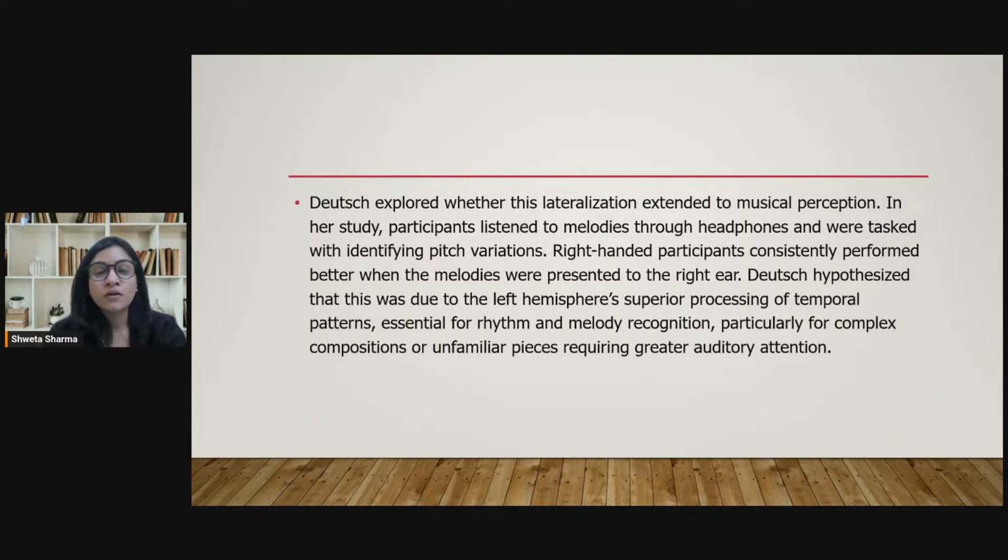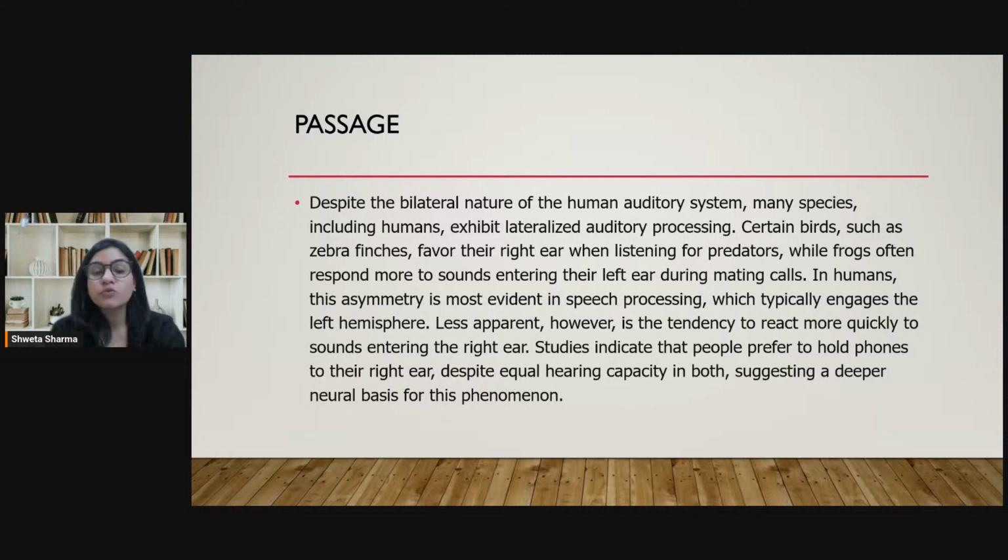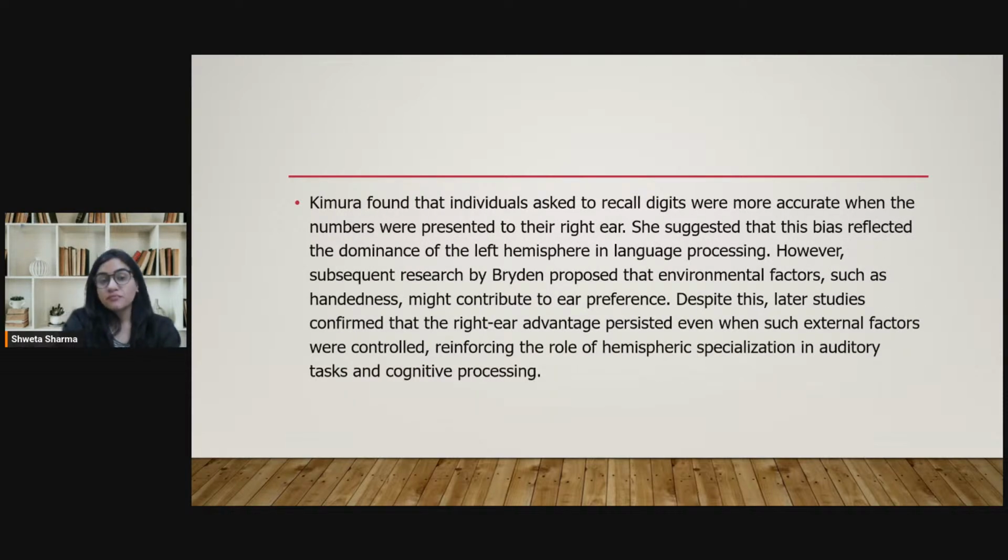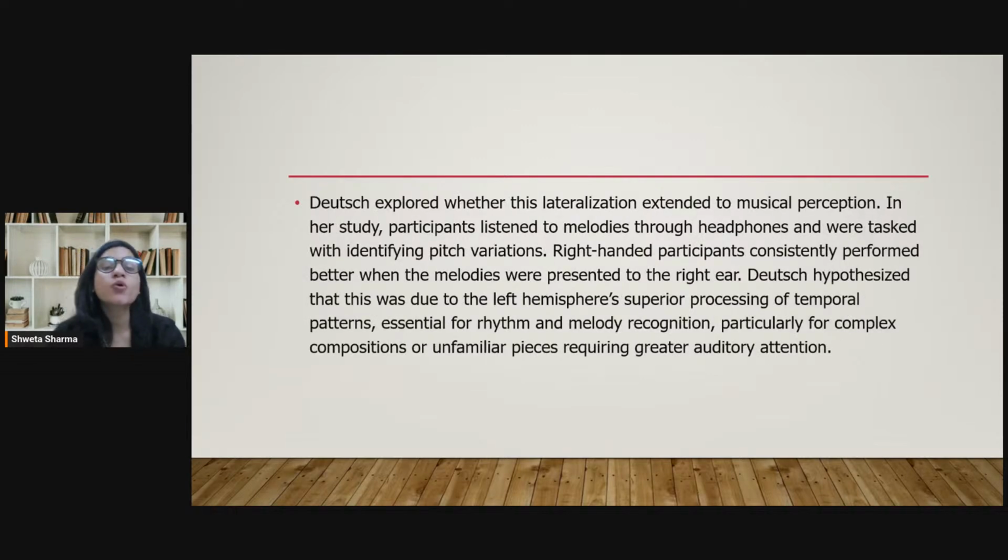So then, everywhere you find that it's giving you statements from some researcher or other. Like Kimura found that individuals were asked to... He was also researching which side people prefer to listen to more, right side or left side. Then we have Dosh, who explored whether this lateralization extended to musical perception. Is it just about the recognition of the numbers or questions being asked, or is it also about musical perception? In her study, participants listened to melodies through headphones and were tasked with identifying pitch variations.